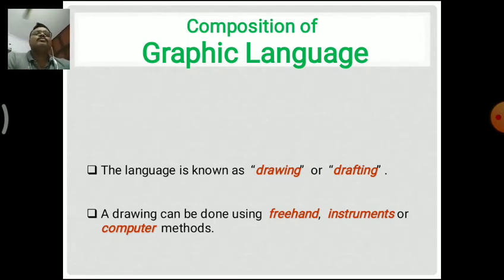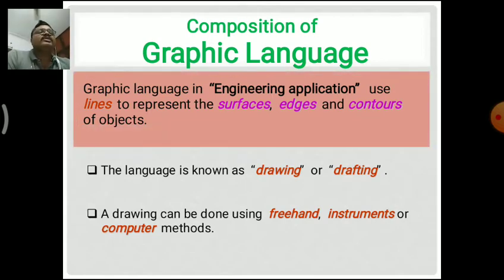Next is the composition of graphic language. This graphic language in engineering applications uses lines to represent the surfaces, edges and contours of objects, that is, the boundaries of the objects. We use multiple types of lines, such as the dotted line, axis line and borderline. This language is also known as drawing, and we can also call it drafting.